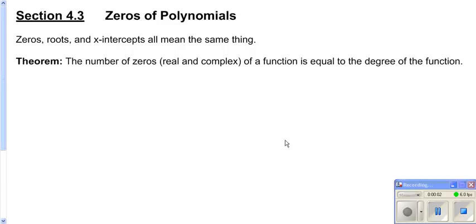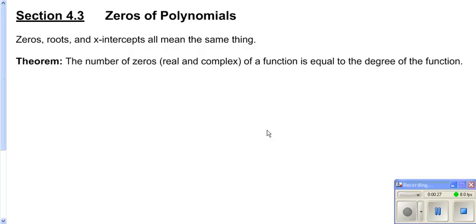We're going to go ahead and take a look at the zeros of polynomials. Whether we're talking about zeros or roots or x-intercepts, we're really talking all about the same thing. We're talking about where your graph would cross the x-axis or where the y value is 0. Now, the number of zeros that you have is always equal to your degree of the function. The degree is the highest exponent.